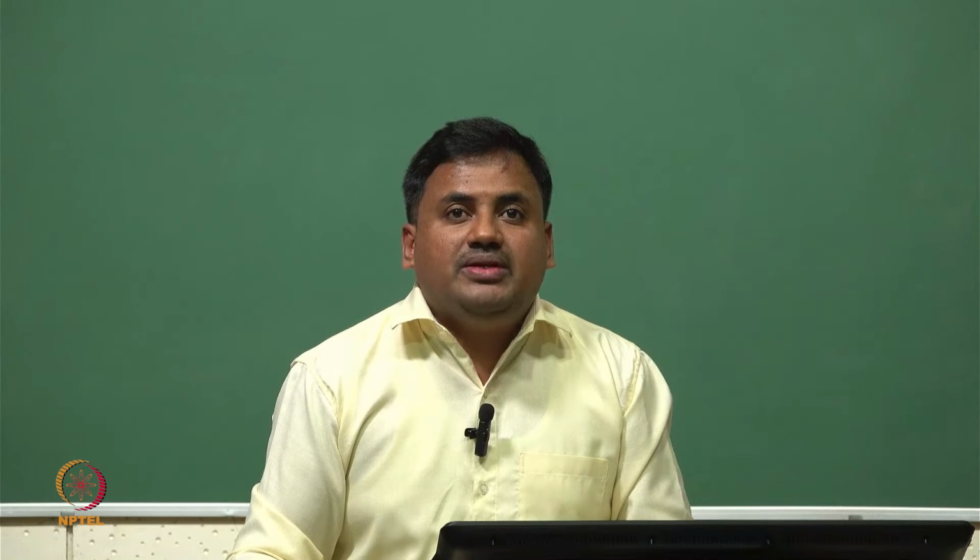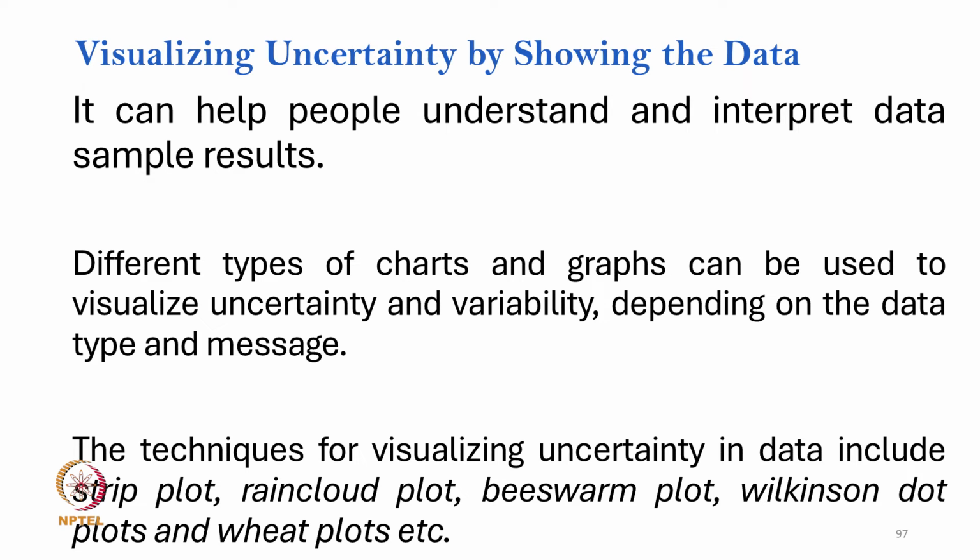Visualizing uncertainty by showing the data. See, visualizing the uncertainty in data can help people understand and interpret the data's sample results. Different types of charts and graphs can be used to visualize the uncertainty and variability depending upon the data type and messages. The techniques for visualizing uncertainty in data include strip plots, line plots, bee swarm plots, Wilson plots, etc.